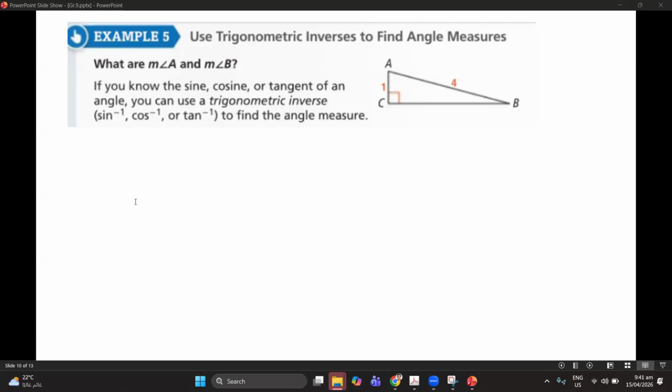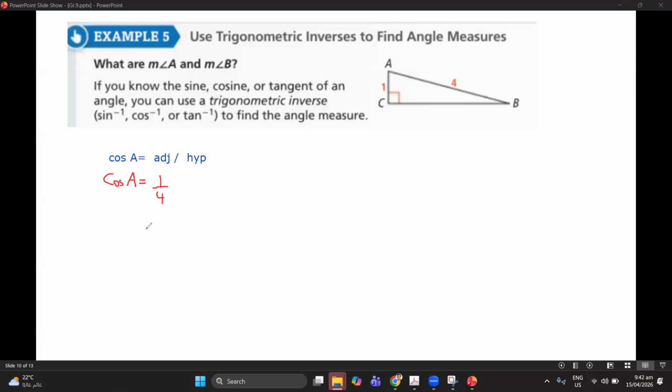Now then, for cosine A, I don't know what its measure is. The adjacent is 1 and the hypotenuse is 4. And how can I find cosine A? What does this mean here? It means that there's an angle whose cosine is 1 over 4. But how can I find the measure of this angle? I will use the inverse of the ratio. I can use inverse of cosine, inverse of sine, or inverse of tan.